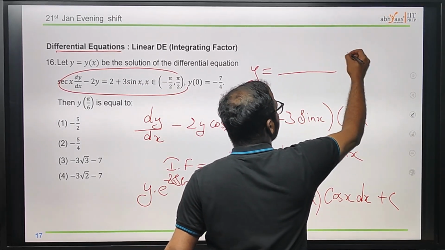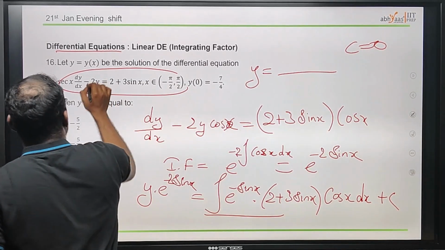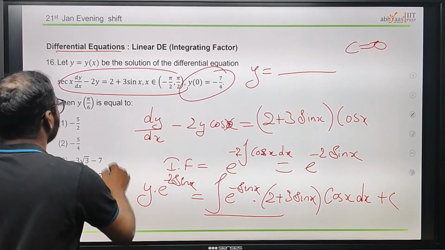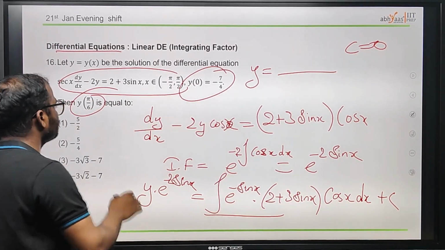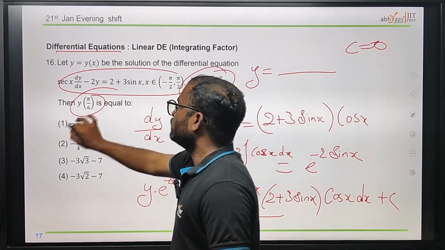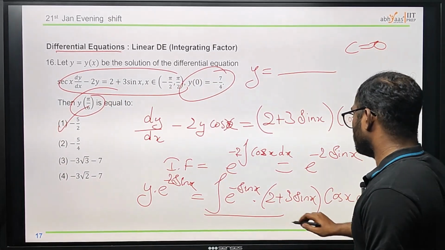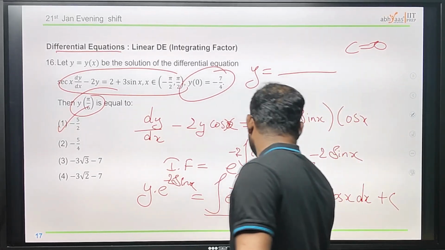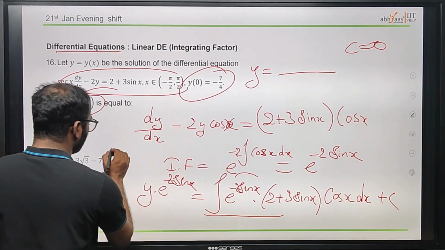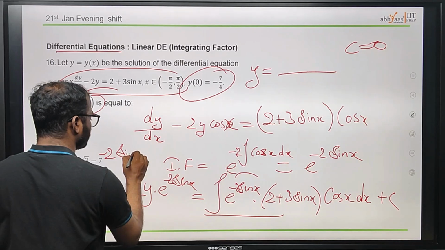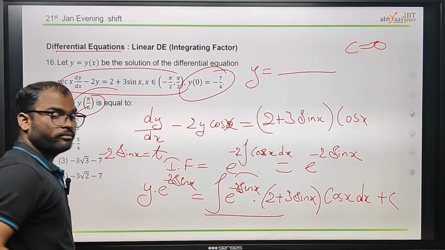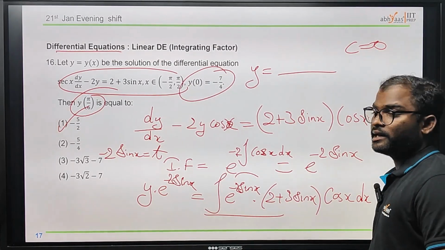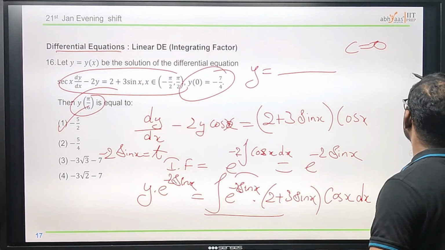After doing that, we will have y equal to something. Here c will be 0 by using this condition, minus 7 by 4. After that we will get the general solution of this one. Just substitute the pi by 6 value, we will get pi by 2 as the answer. This is just information, after this you can easily do that. Just substitute minus 2 sine x equal to t. After that you can easily substitute, and using integration by parts you can easily find this answer.